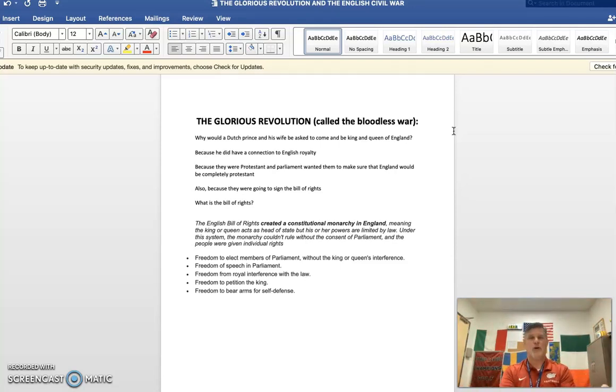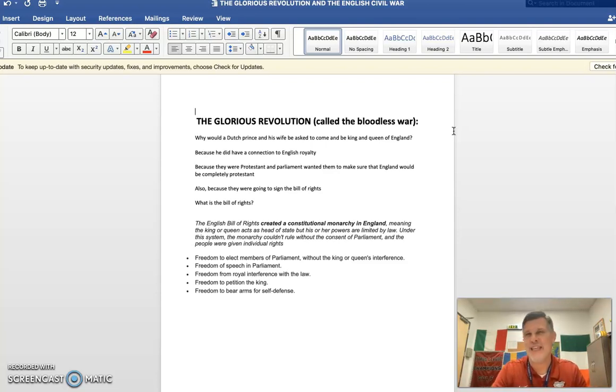So the question that I pose to frame the Glorious Revolution in England is, why would a Dutch prince and his wife be asked to come be the king and queen of England? Well, number one, the king did have a connection to English royalty. So even though he was Dutch, he did have a connection to that lineage. However, the real reason that Parliament, the lawmaking body in England, went out and plucked a guy out of the Netherlands and his wife and just said, you guys are going to be the king and queen of England.